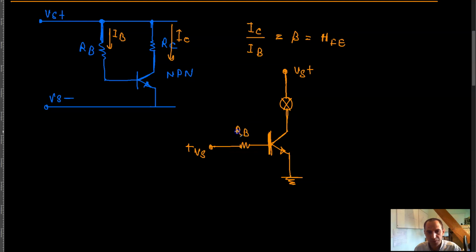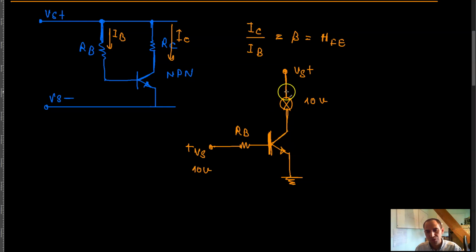So now, suppose that you have 10 volts over here, right? You have 10 volts over here. If you have 10 volts over here, and this is a 10 volt lamp that you want to turn on, so that means that there has to be 10 volts across this lamp, right?